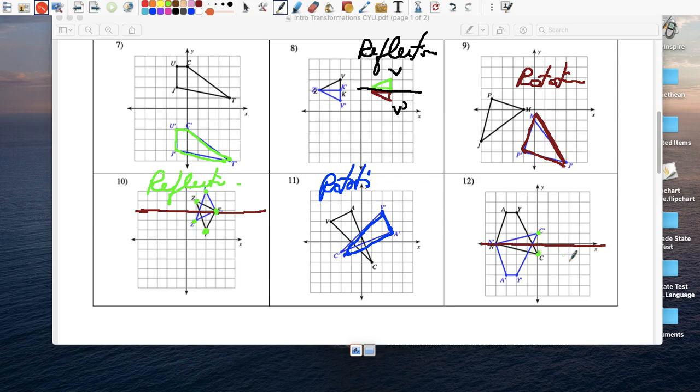It's on the other side of the mirror. They match, right? They're the same distance away from the mirror. Look at A and W. Person A is 1, 2, 3 units from the mirror. A prime is also 3 units from the mirror. Look at Y. It's 1, 2, 3 units away from the mirror, and Y prime is also. So they all match. And then point N, which is right on top of the mirror, its image is also right on top of the mirror. So this is a reflection.